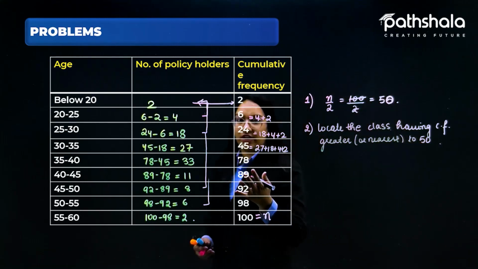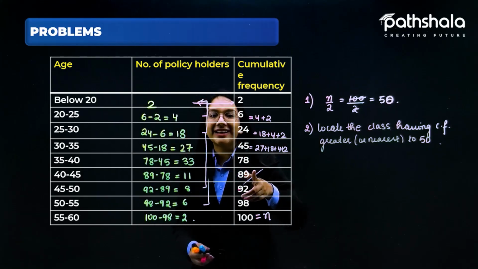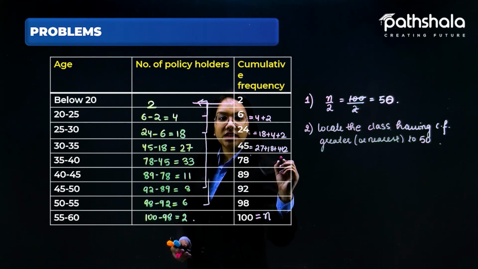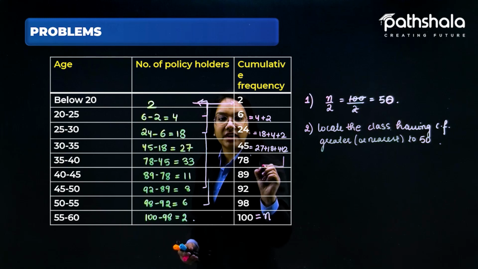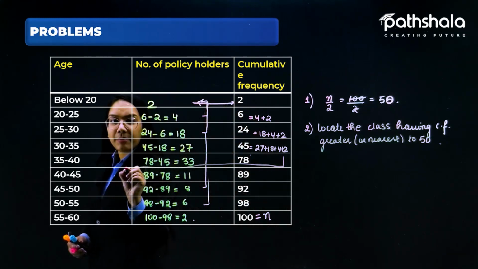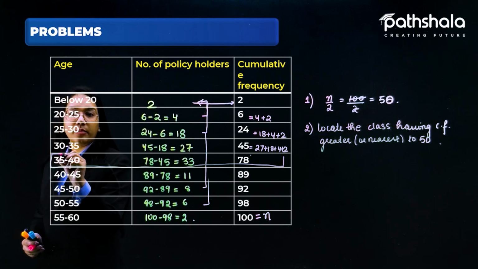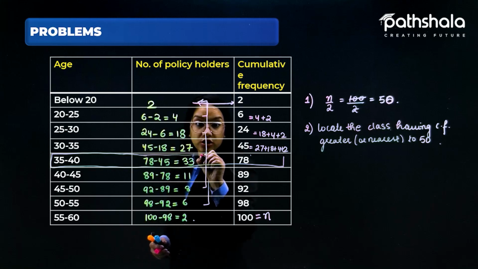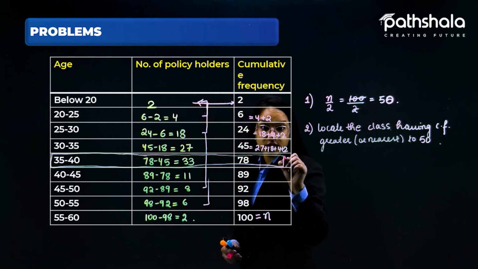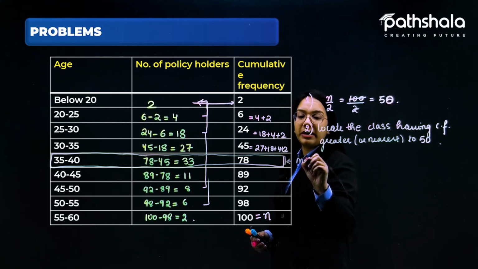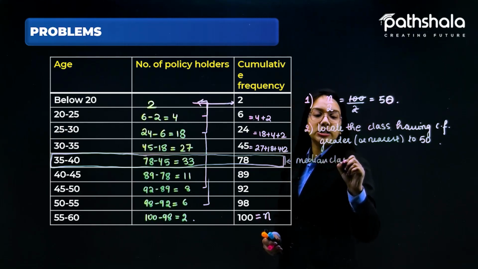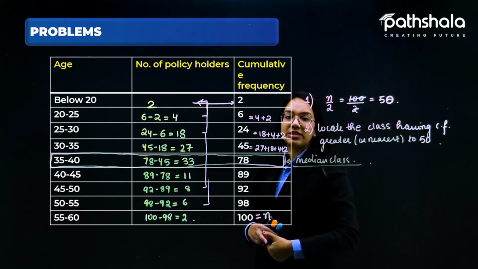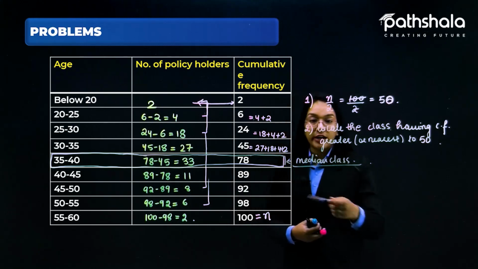We can see that the value greater than 50 is 78. The cumulative frequency is 78, so this represents my median class. If I highlight it, this is my median class, because this is the class which has a cumulative frequency greater than 50, which is 78. Now let's calculate the median.